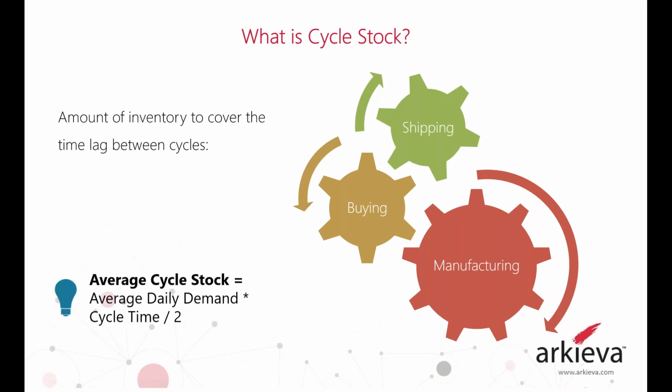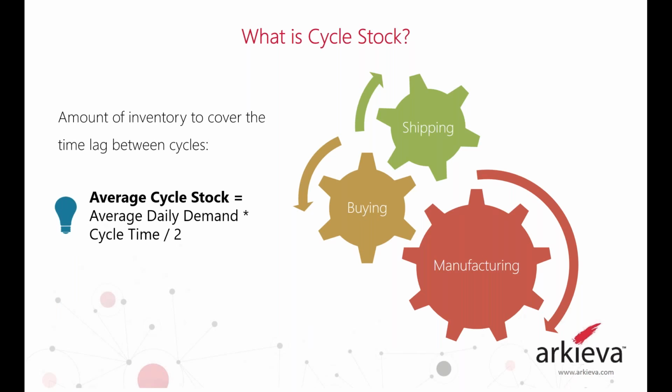So the calculation of cycle stock is also very straightforward. It's basically average daily demand times the cycle time divided by 2. The divided by 2 simply takes into account the factor that when you end your production run, you will be at a peak point. By the time you're ready to make the next production run, you will be at the lowest point. The average between those high points and the low points is simply the number that is divided by 2. So that's how you get to the average cycle stock. Very straightforward.